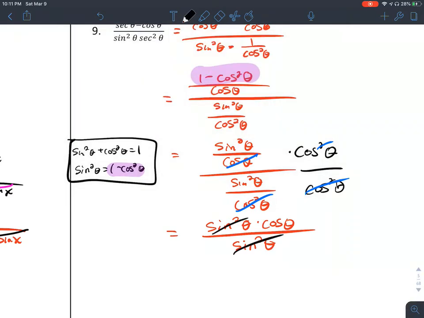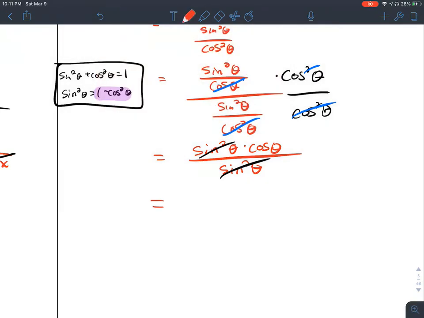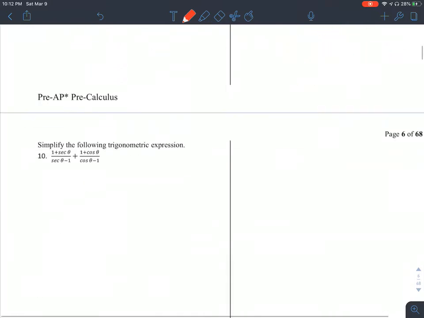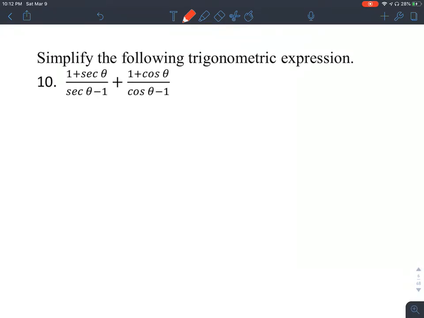You can divide anything by itself, which leaves us with a single trig function, what the directions ask for. All right, one last problem. This one's probably going to be the worst one. Oh, look, it is the worst one. This has lots of 1 plus things in it, which might make you think Pythagorean identity, but we can't use those because we don't have things that are squared.